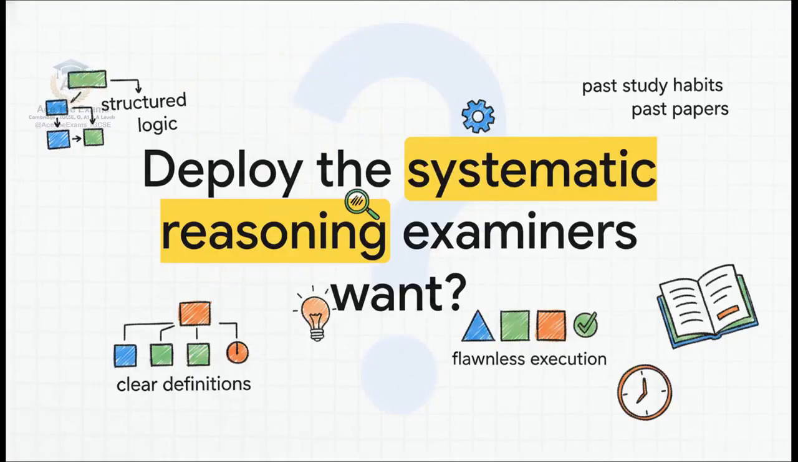As we wrap up this explainer, I want you to look at the screen and honestly ask yourself this question. Look at your past study habits. Have you just been memorizing the syntax for sum, count, and AVG? Or are you truly ready to deploy the systematic reasoning, the edge case checking, and the deep contextual analysis that Cambridge examiners are actively hunting for?